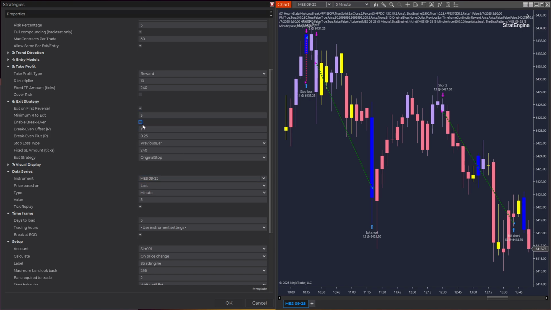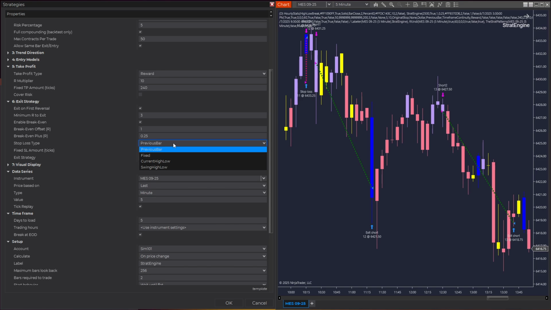Other extra strategy options available to the rest of the bots: we have the enable break even. This is going to let you automatically set a break even level once you're into the trade. This is again a risk to reward ratio calculation. So with a break even offset of 1, when the trade moves 1R in the preferred direction, it will go ahead and set the stop at break even.